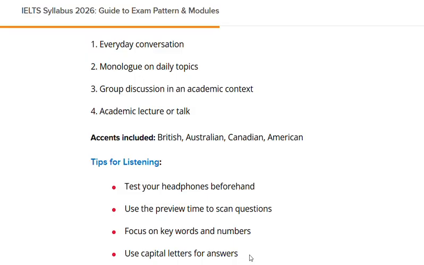It is always advisable to use only capital letters because I have also seen when I gave the IELTS test, if we are thinking that some word is a noun and we should start with a capital letter or end with a small one, we can end up getting wrong marks there. So it's better, for the safe side, to use capital letters only for answering all the questions. So this is the important one.